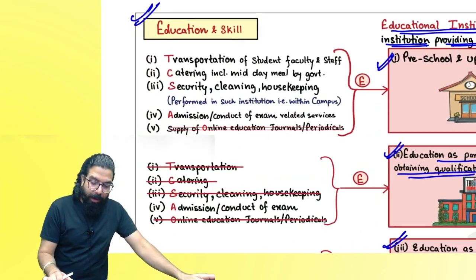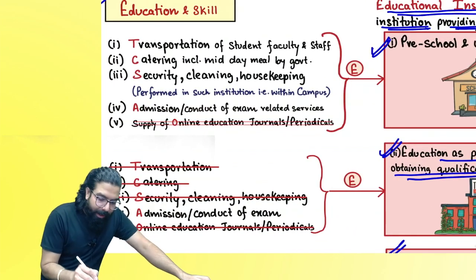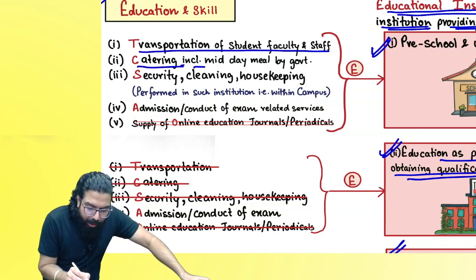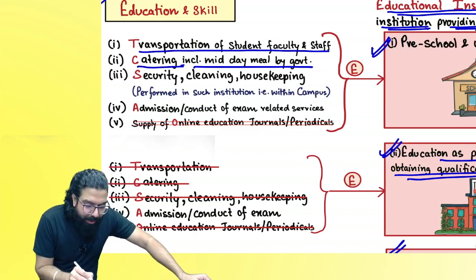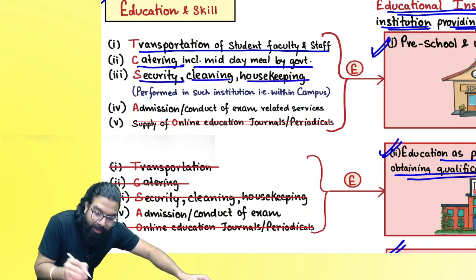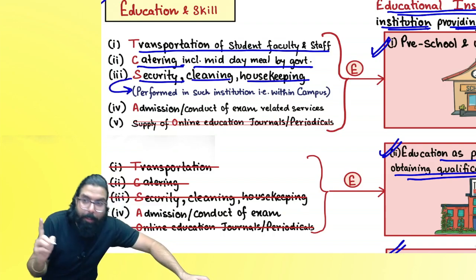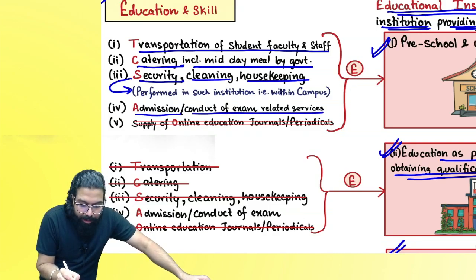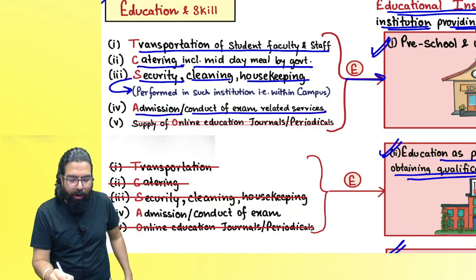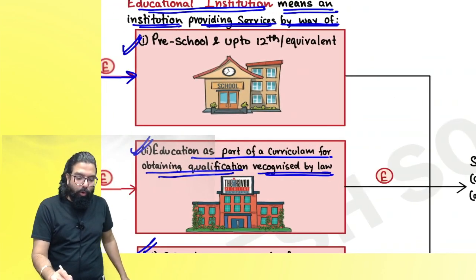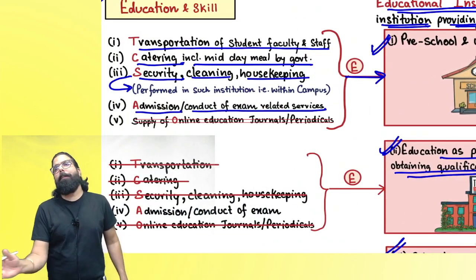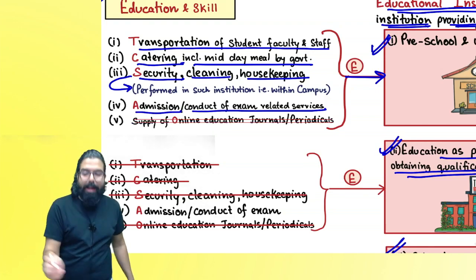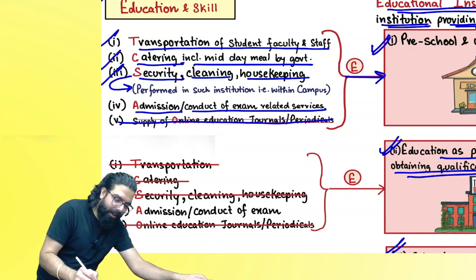Remember one thing, for educational institutions there are five services which I have told. Transportation of students, faculty and staff; catering including midday meals; security, cleaning and housekeeping services, remembering that these should be done within the campus only; and admission or conduct of exams related services. Your services will always be exempt if given to preschool up to 12th. Remember, preschool up to 12th kids don't read online journals, and hence those services will not be exempted. Only the first four services will be exempt.